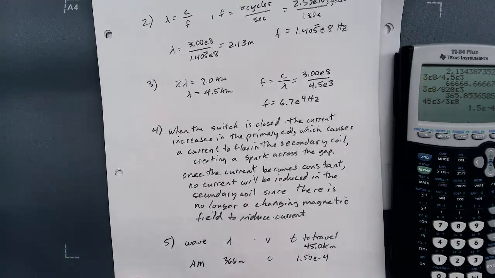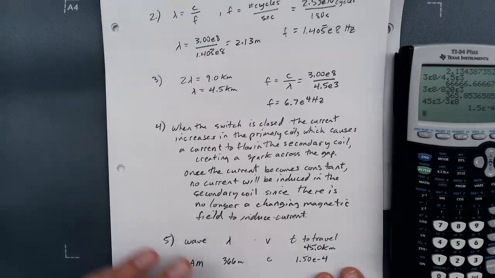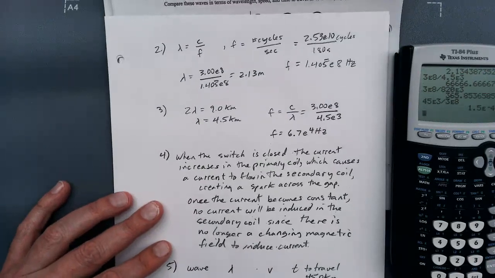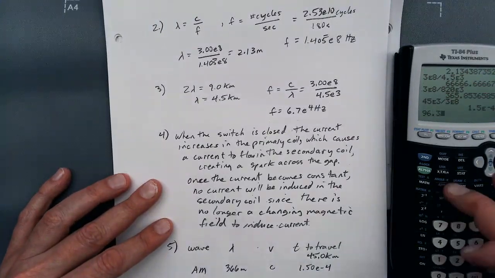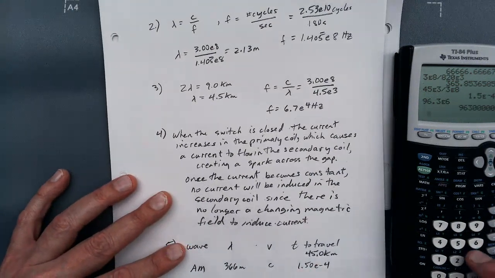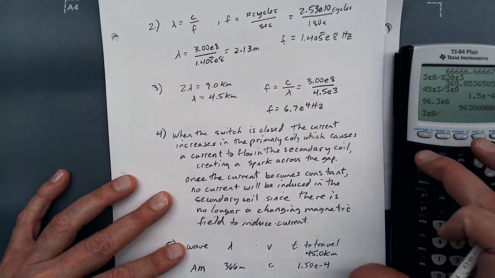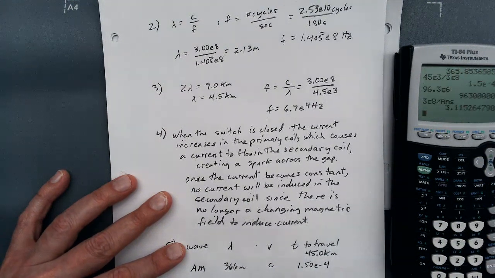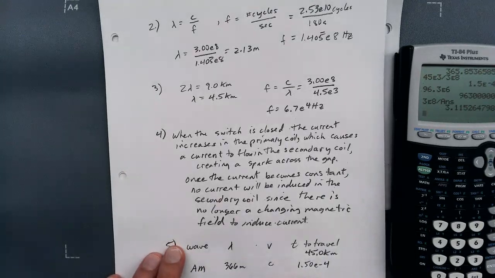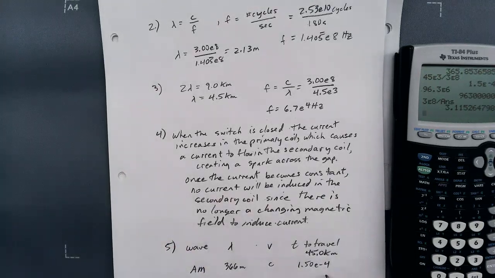And for FM. So now I just want to grab the number there, 96.3 megahertz. Okay, so I've got that. Now let's do the wavelength. 3 exponent 8 divided by that number. We've got 3.12 meters. The speed should still be c, and the time to travel 45.0 kilometers, well, same thing, 1.50 e negative 4 seconds.